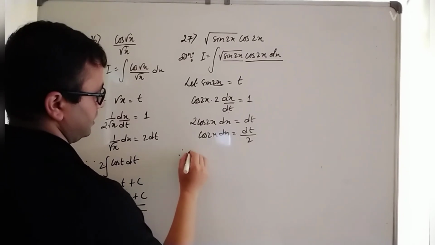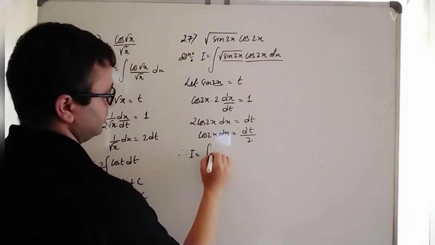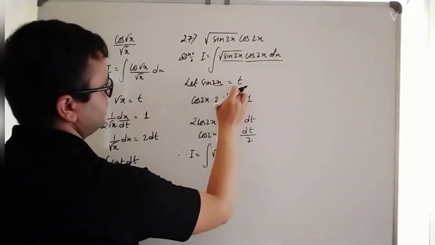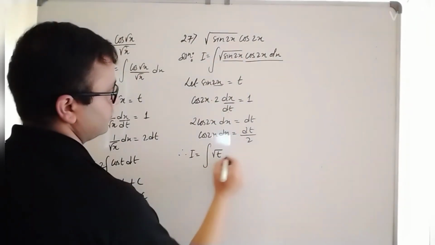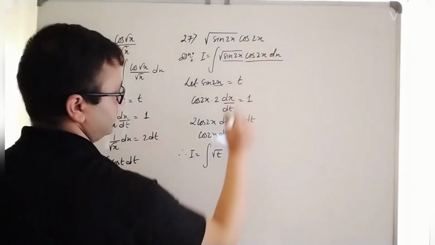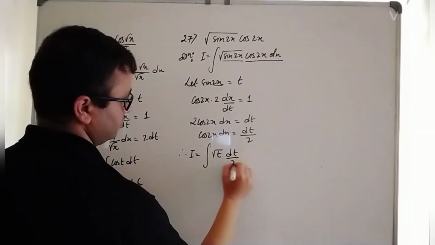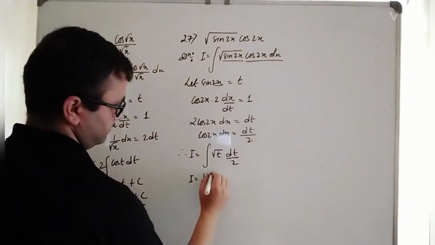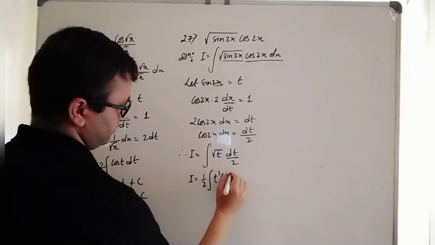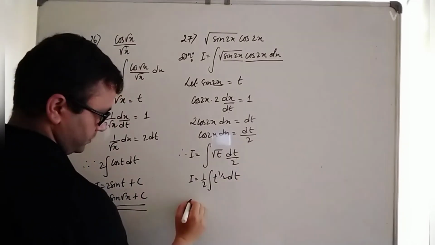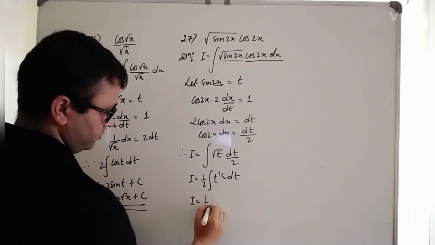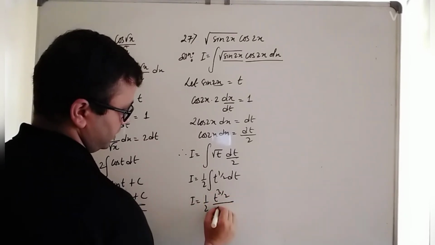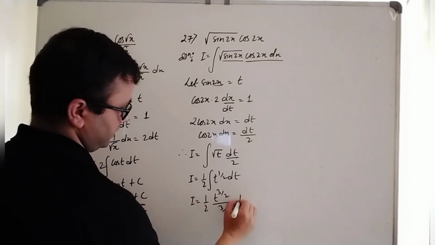Therefore I equals integration of root under t, because sin 2x is t, and cos 2x dx is dt by 2. We can take 1 by 2 outside. Integration of t to the power half dt. I equals 1 by 2 into t to the power 3 by 2 divided by 3 by 2, plus c.